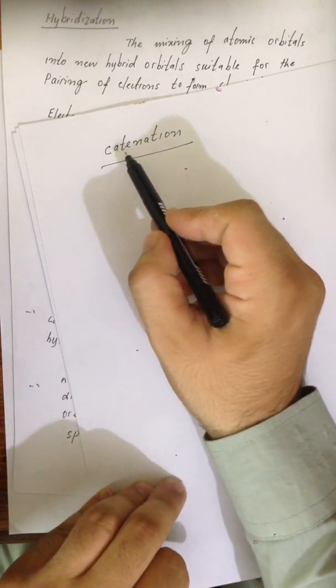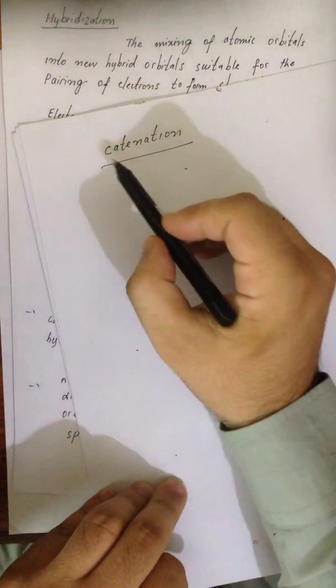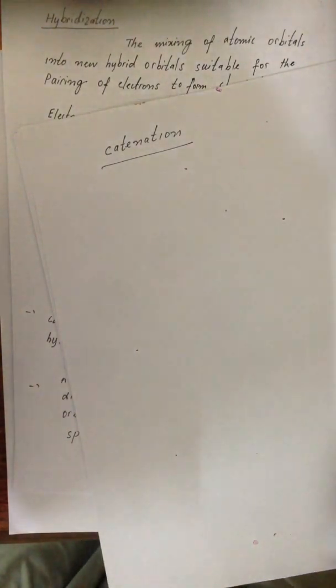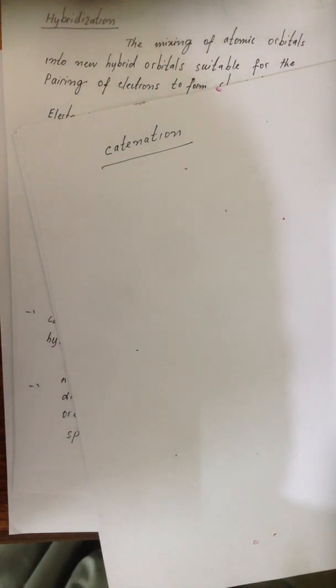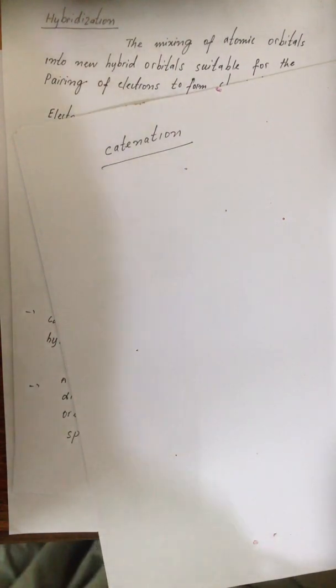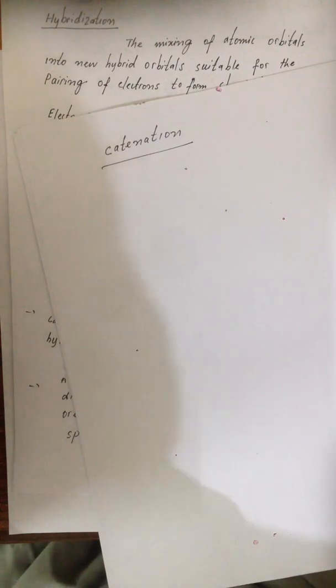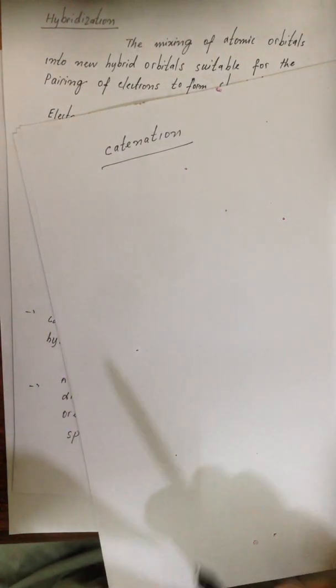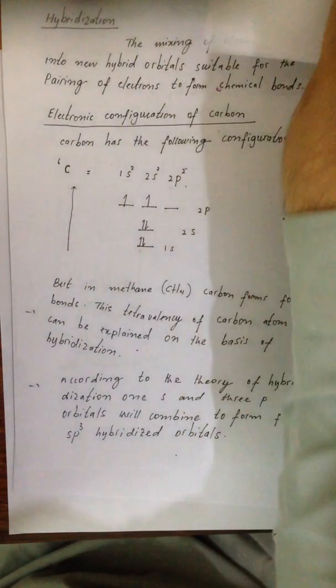So our today's lesson is about the bonding in organic compounds. We are going to see how bonding occurs in organic compounds, how carbon atoms form bonds with each other and with other atoms, and how so many organic compounds are formed. In order to understand the bonding process of organic compounds, we need to understand what hybridization is.